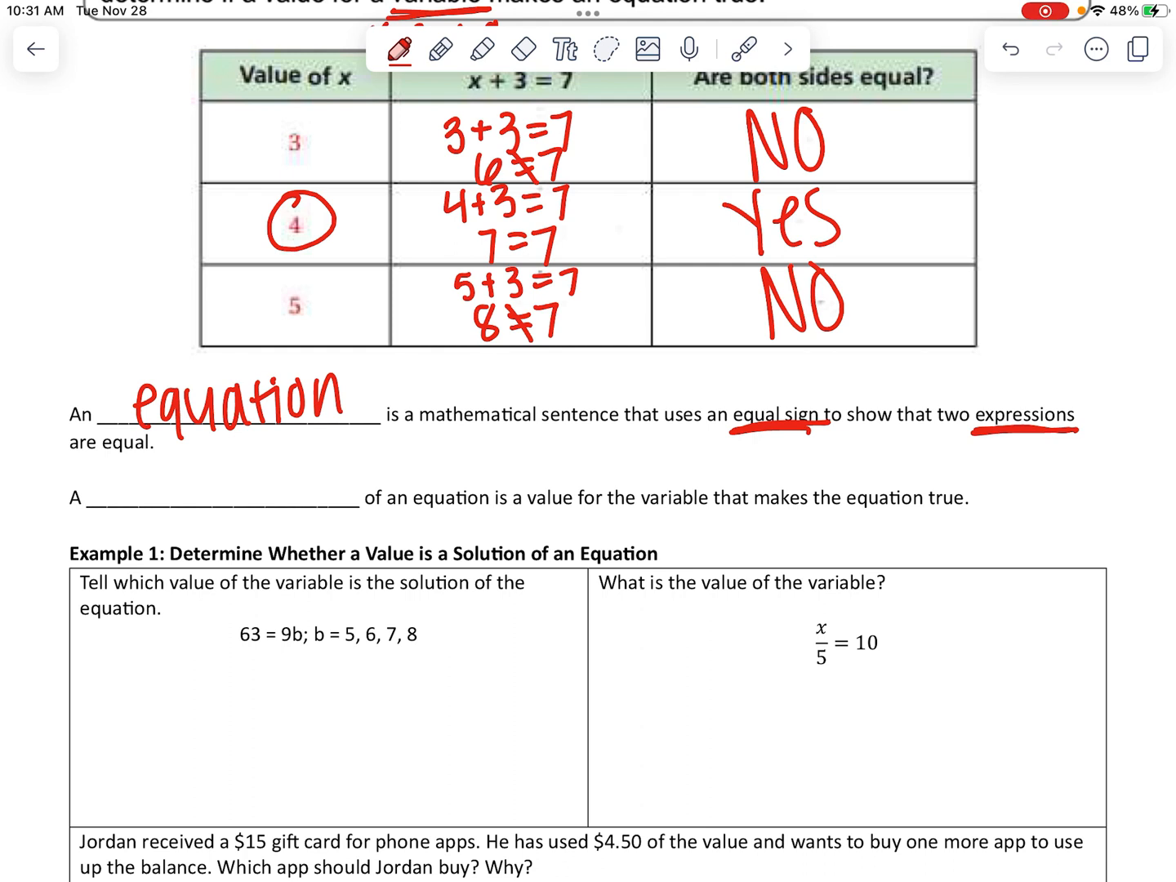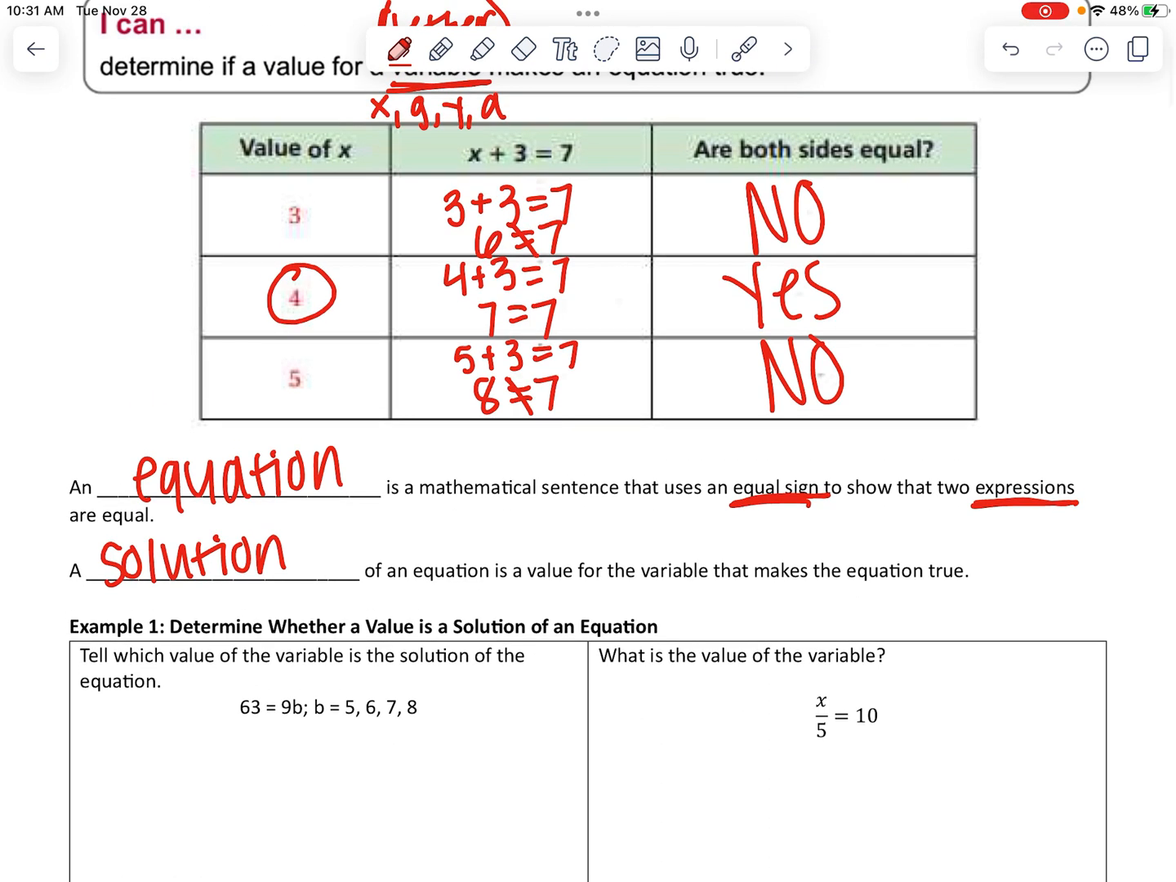A solution of an equation is a value for the variable that makes the equation true. Up in our chart, 4 was our solution, because we know 4 plus 3 equals 7. 3 was not a solution, because 3 plus 3 does not equal 7. And 5 was not a solution, because 5 plus 3 does not equal 7. So our solution was 4 up there.